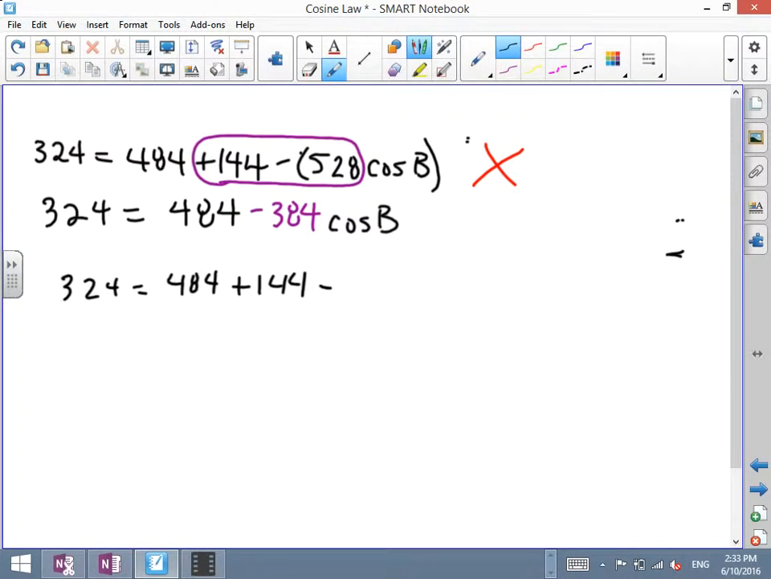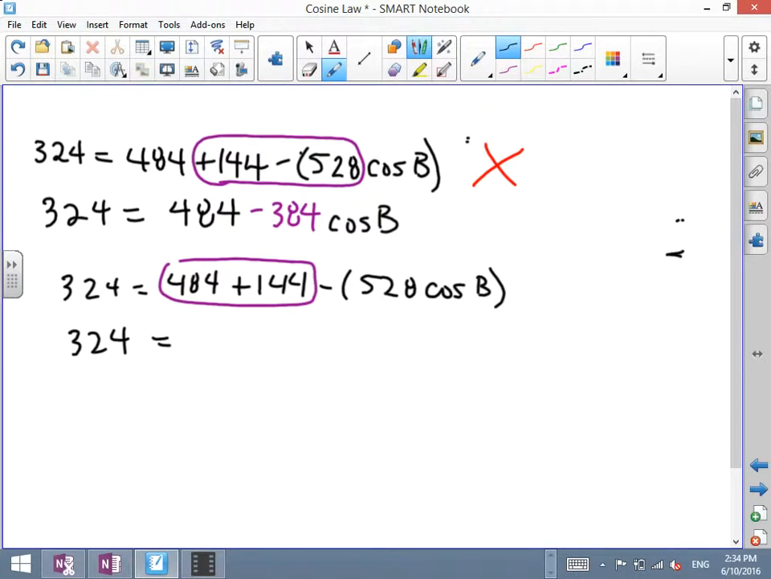I'll also see this once in a while. So what I'll see is an individual combine these two values first, which is fine, okay? So we'll notice that sometimes someone will do this.